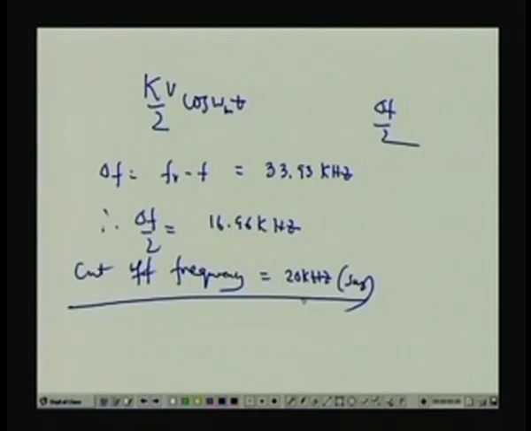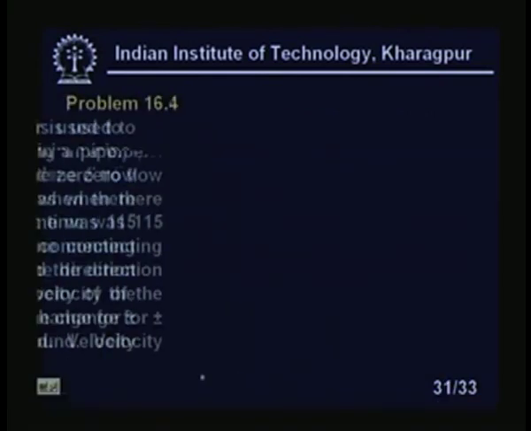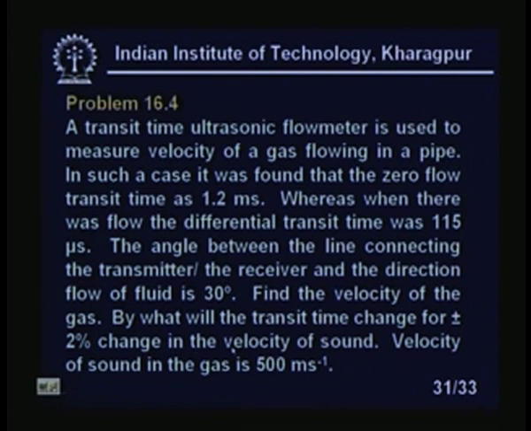Now, you see the fourth problem is very straightforward. The problem 6.4: a transit time ultrasonic flowmeter is used to measure the velocity of a gas flowing in a pipe. In such a case, it was found that the zero flow transit time is 1.2 millisecond. That means when there is no flow in the liquid, the transit of the signal between the transmitter and receiver is 1.2 millisecond, whereas when there is a flow, the differential transit time was 115 microsecond.